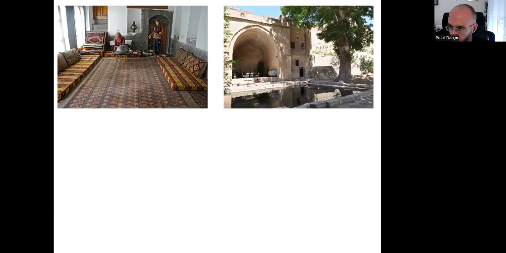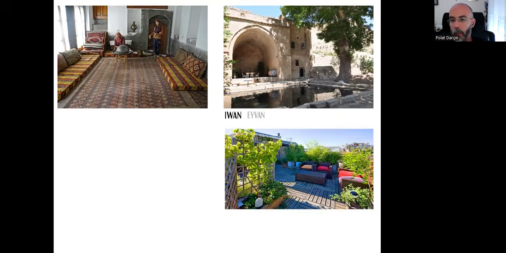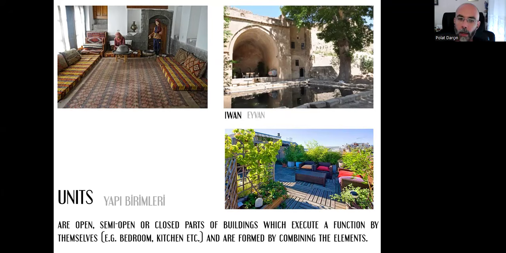These units can be totally closed volumes. They can be semi-closed, as you can see here. The upper part is closed, three sides are closed, and the lower part is closed with the floor, but one side is open to this courtyard, and that unit is called A1 in Turkish, A1 in English, or this can be a totally open area like this terrace. So a unit, or in Turkish we can call them yapı birimleri, birim. They are open, semi-open, or closed parts of the building which execute a function.